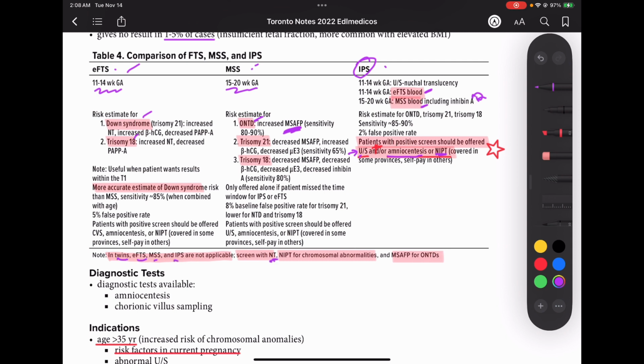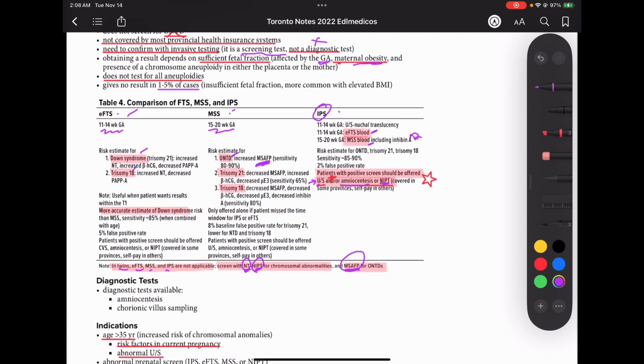We have to screen with nuchal translucency, NIPT for chromosomal abnormalities, and maternal serum alpha fetoprotein for open neural tube defects. So we do these three things in twins. We don't really go for these serum screenings. We just go for nuchal translucency, non-invasive prenatal testing, and maternal serum alpha fetoprotein for open neural tube defects.